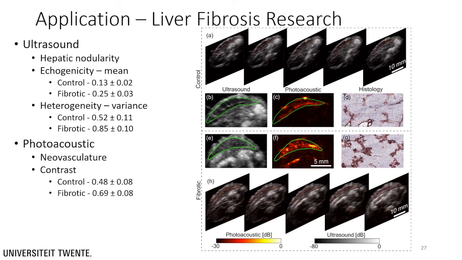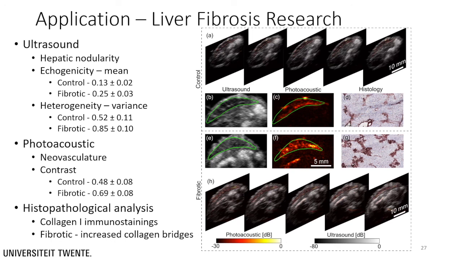In the photoacoustic images, we clearly see the enhanced light absorption caused by neovasculature. Also for photoacoustic images, the contrast is larger than in the control images. While ultrasound images alone already show a distinction between fibrotic livers and controls, the photoacoustic images give unique additional information related to the growth of new blood vessels as a part of the pathology. The histopathology, in which a collagen 1 immunostaining was used, clearly shows the increased presence of collagen bridges in the fibrotic livers.